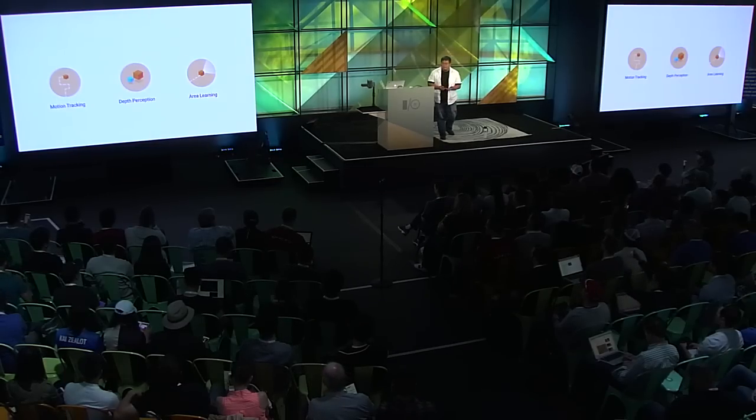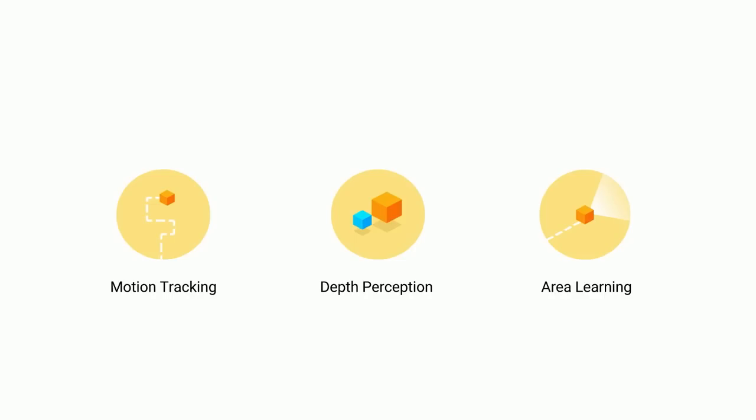As a quick refresher, Tango has 3 new capabilities for mobile devices. We add motion tracking, depth perception, and area learning. And you'll learn a little bit more about the large-scale area learning from Justin that we call the Visual Positioning Service.